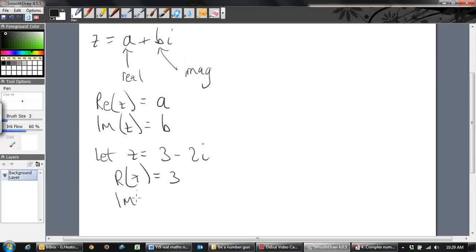Well, the real part of z is 3. What's the imaginary part of z? It is -2. So we're talking about the real piece, and the imaginary piece is -2. So that's quite nice and simple there. So there is our definition: if you've got z = a + bi, a is the real part, b is the imaginary part.